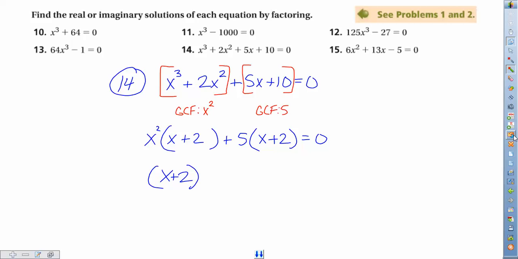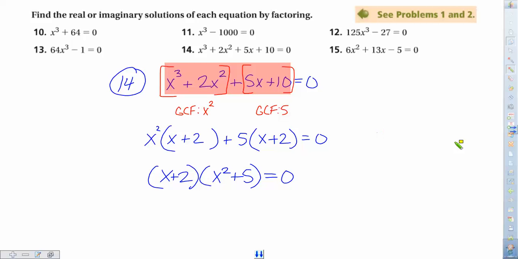Okay? And then we'd have x plus 2 times x squared plus 5 equals 0. Where'd you get the x squared plus 5, Mr. Cook? The stuff that wasn't in the parentheses. Realize if I were to do the distributive property once, and do the distributive property again, I would get that group right up here. I would get all that. True story.